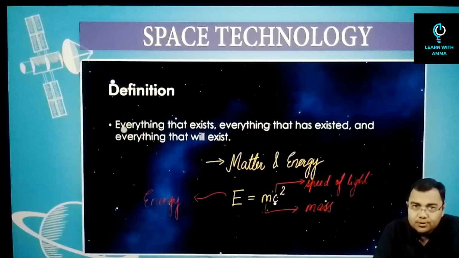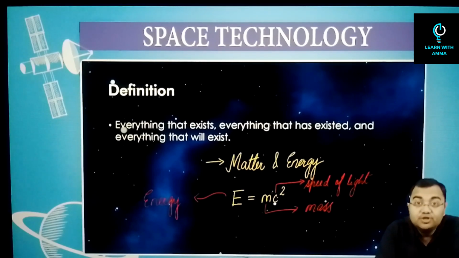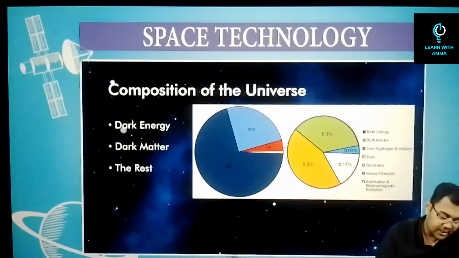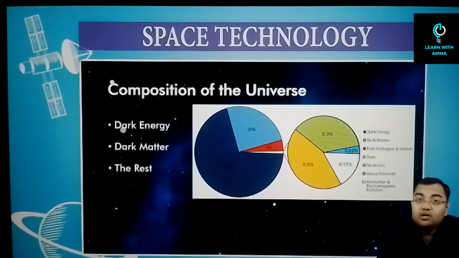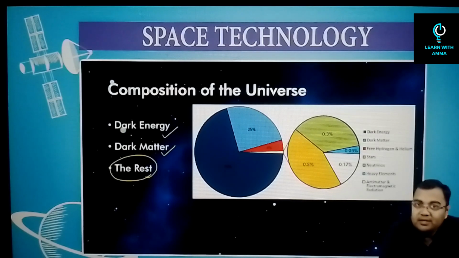Now, if somebody asks you, okay, matter and energy exist, fine enough, I understand that. But let's say somebody asks you that, okay, you are saying that the entire universe is composed of matter and energy. I completely understand that. But what is the composition? What kind of matter? What kind of energy? Then there is something that you have to understand. When we talk about the composition of the universe, there are three major things in the universe. Something which is called dark energy, something which is called dark matter, and the rest. So dark energy, dark matter, and the rest.